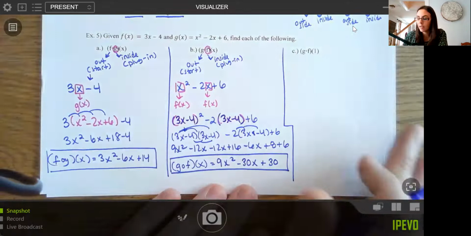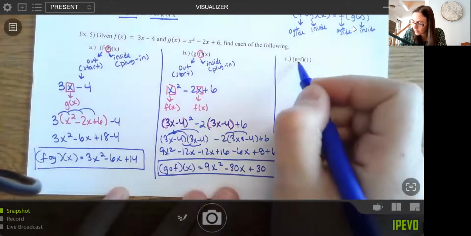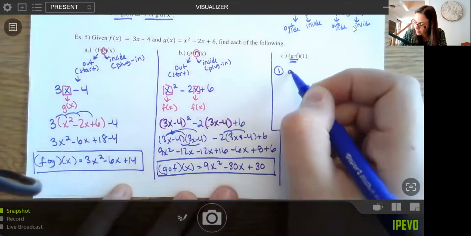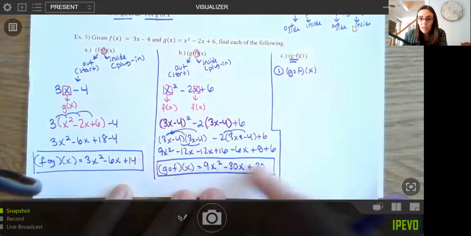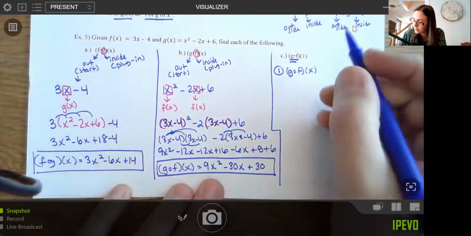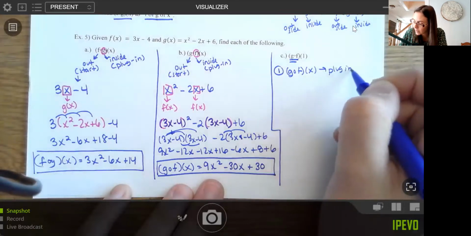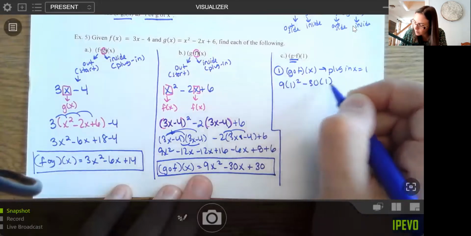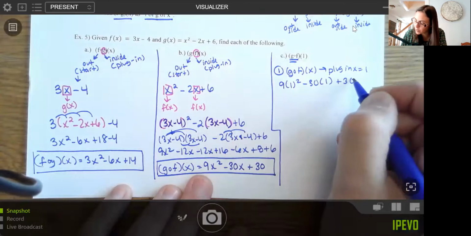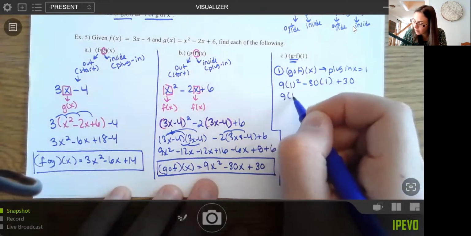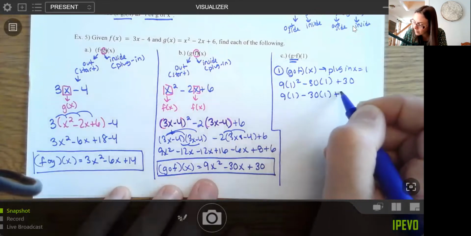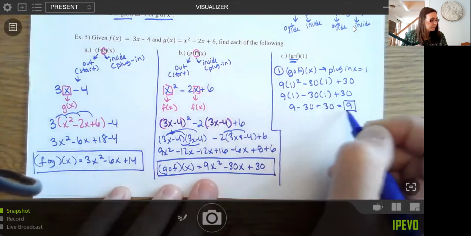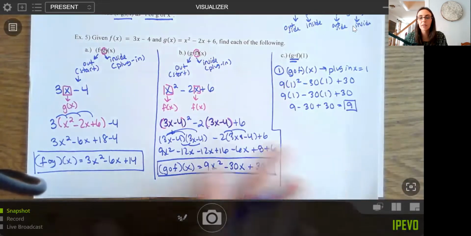Okay. Now here we're going to evaluate, and notice that I'm using this function here. So you can do it in two ways. The first way is to just take your final function, that g of f function. We already found it, right? It's right here. So I'm just going to plug in the 1 in this case. So it's going to be 9 times 1 squared minus 30 times 1 plus 30, excuse me. So 9 times 1 minus 30 times 1 plus 30. 9 minus 30 plus 30 is equal to 9. So that is my result there.